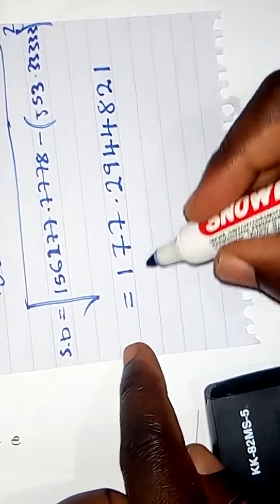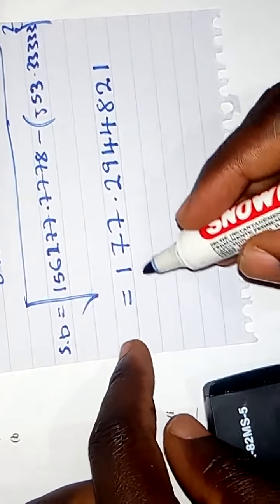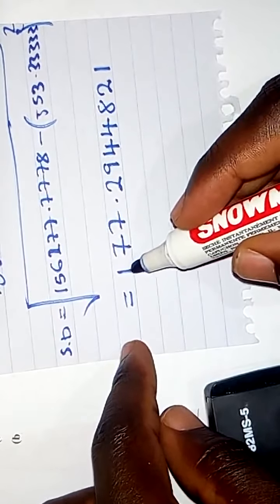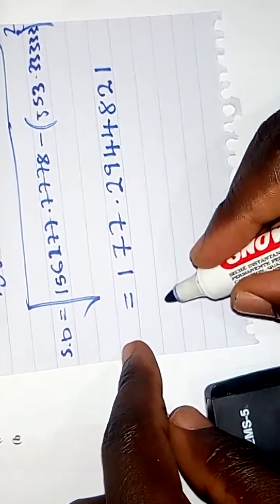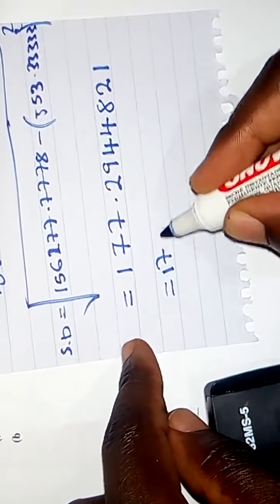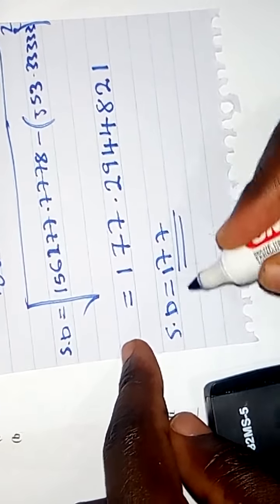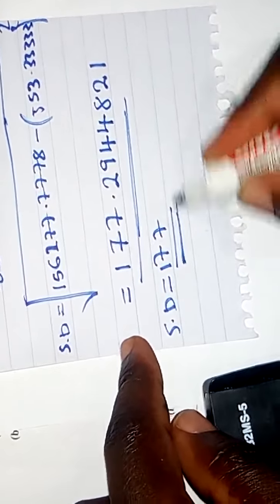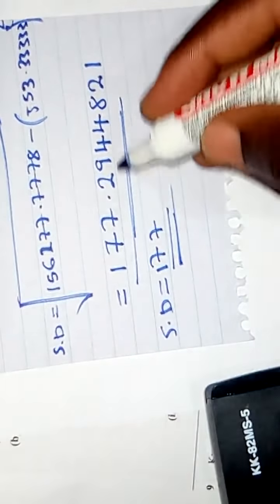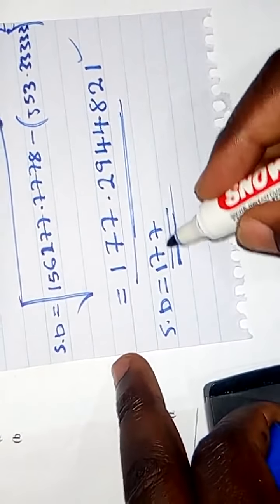177.2944821. We can put this in 3 significant figures. In 3 significant figures, it will look like this. This is our standard deviation. If you want, you can end here or here. It's okay. If you don't know how to put 3 significant figures, it's okay. You just finish it, write it the way it is, or like this.